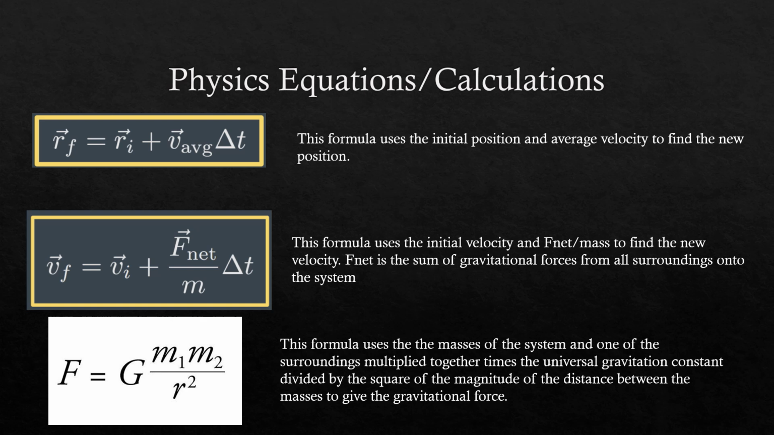For the universal gravitational formula, we use that to, one, find the mass of our black hole, and two, to establish the forces and eventually the net force affecting our spaceship and the moon.